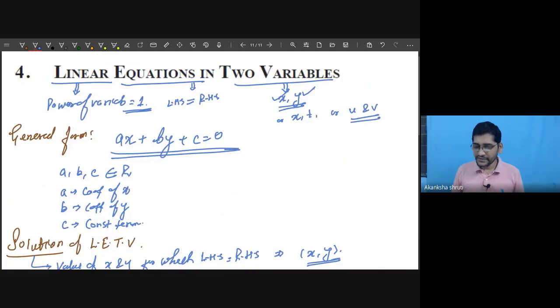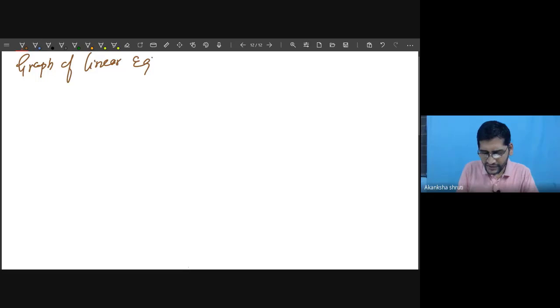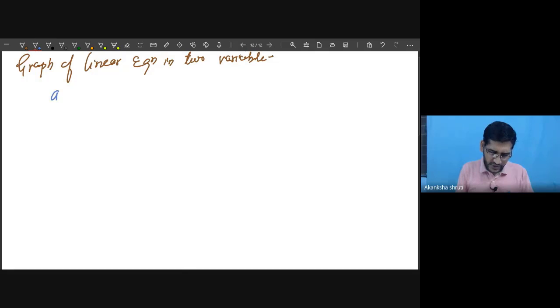Now the other one is the graph of this linear equation in two variables. So write graph of linear equation in two variables. So student, the linear equation in two variables is ax plus by plus c is equals to 0.